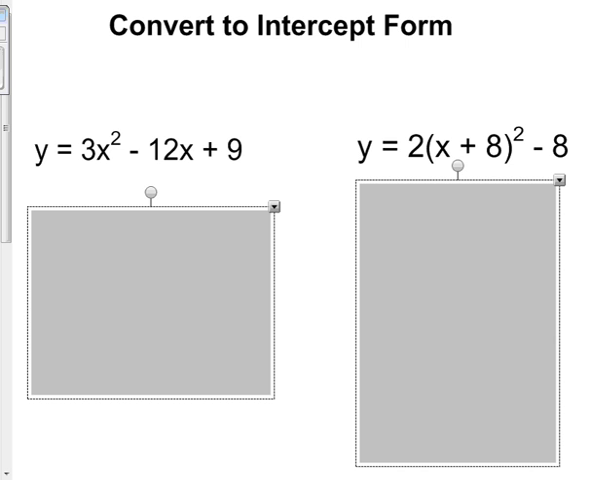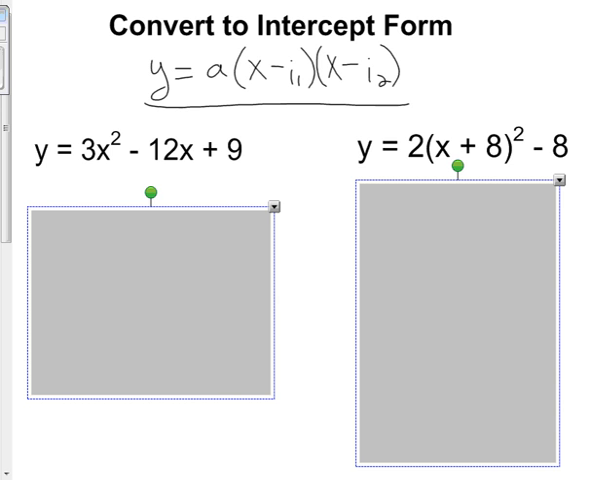Okay, if we want to convert to intercept form, the big thing about intercept form is that what you need are the x-intercepts. So what we're going to do here is we're either going to manipulate the equation into this form, just like with standard form, we did a manipulation. For intercept form, we're either going to manipulate it to this form, which is factored form, or we're going to solve for the x-intercepts and plug them into this form.